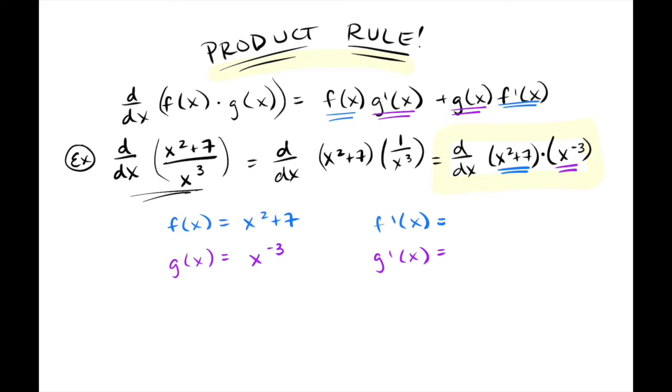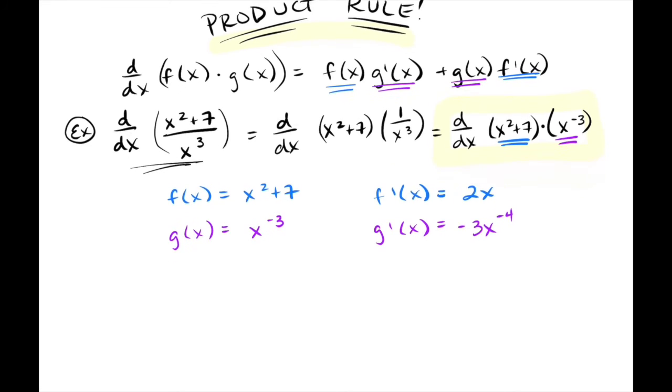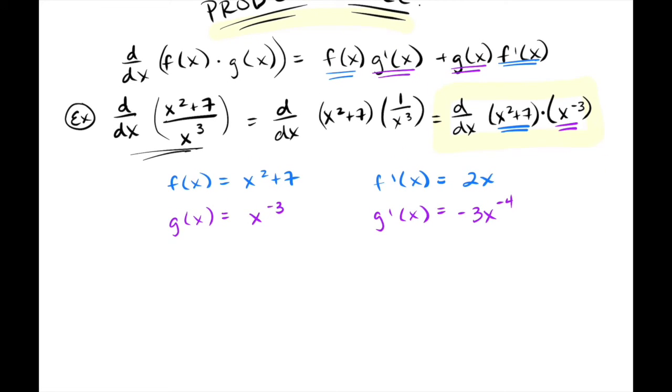F prime of x is pretty easy. It's just going to be 2x plus 0, or 2x. G prime of x, a little bit trickier, but thinking back to our power rule, we're just going to get negative 3, x to the negative 4. All right, now I've got my pieces. The last step is to put them together.